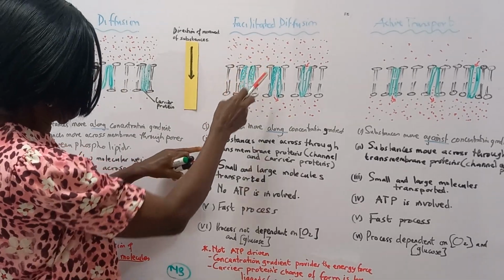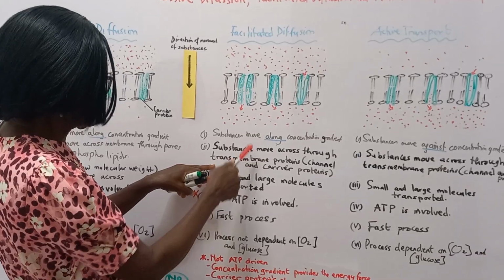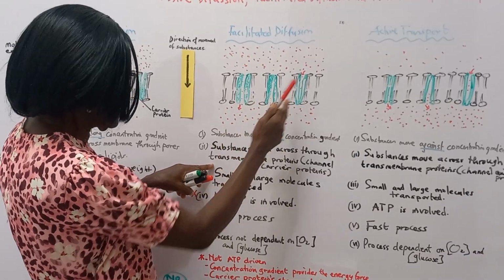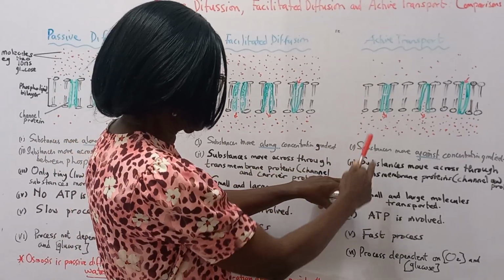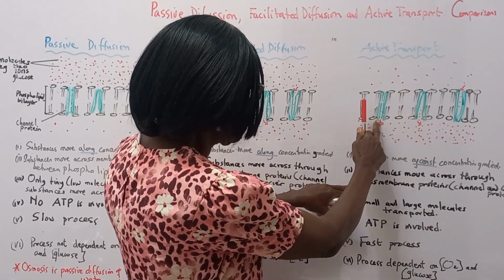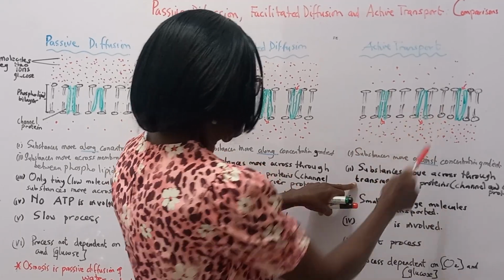Facilitated diffusion: substances move across the membrane through transmembrane proteins, channel proteins, and carrier proteins. Active transport: the substances move across the membrane through transmembrane proteins, channel proteins, and carrier proteins.